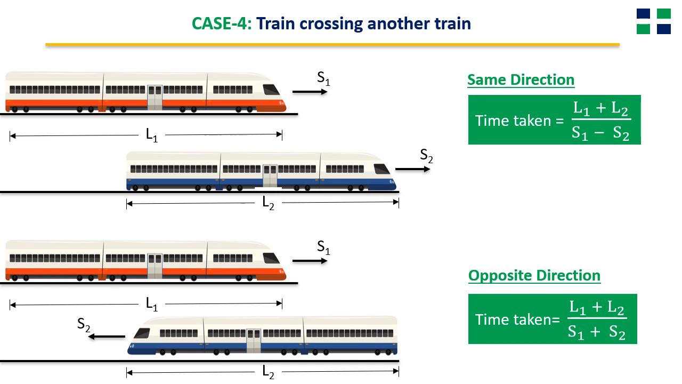Case number 3, time taken by a train to overtake or cross a running man in either the same direction or in the opposite direction. And case number 4, time taken by a train to either overtake the train in the same direction or cross the train which is coming in the opposite direction. Now on the basis of this, let us try out some numericals.